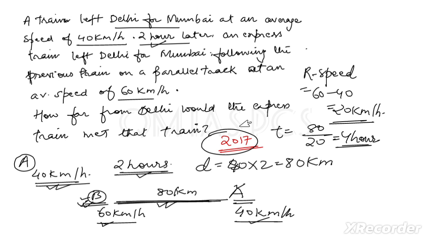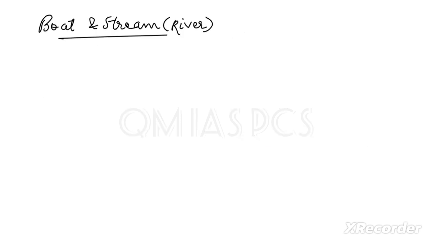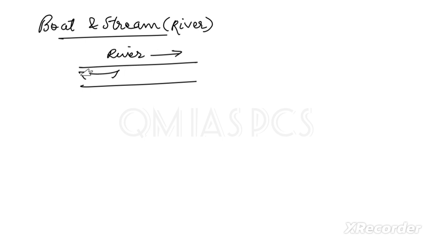Now let's do the new topic, that is boat and stream. In this topic we have to understand a few things. See, this is your river or stream, whatever you can consider, and the flow of that river is this side. Now there is a boat, and that boat is going with the stream, with the river direction.